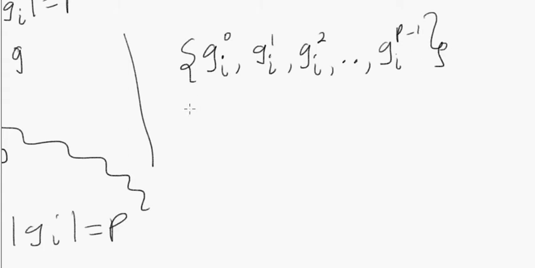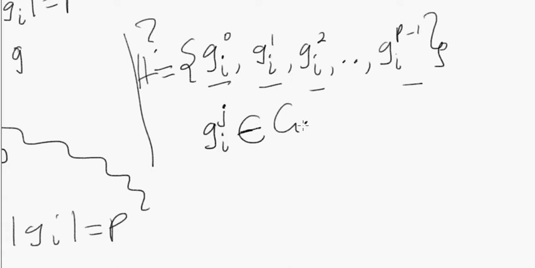First question. Is every element of this set an element of G? Let's call this subgroup H. We don't know it's a subgroup yet, so let's call it the set H. Well, is every element of this set H also an element of the group G? That is, G sub I to the J, right, J is some power of G sub I, is that an element of the group G? What do you think?